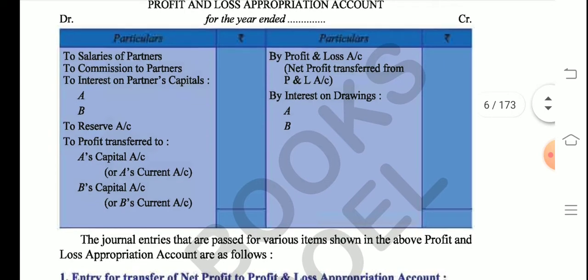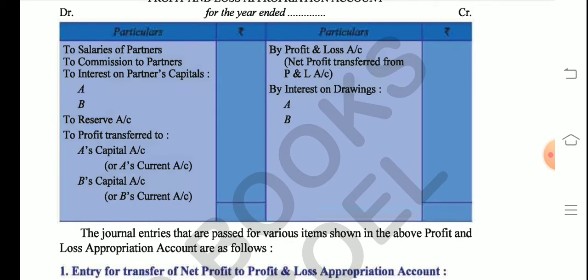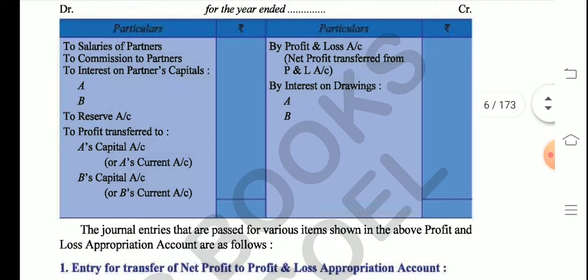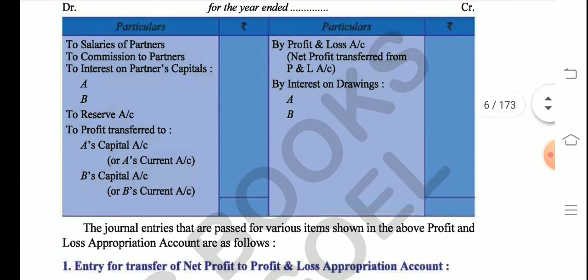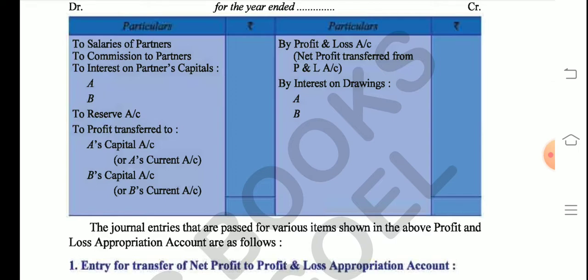Now you remember the rules that I had discussed with you, the rules of a partnership deed. Students, basically the partners are given salaries or commissions, and they are given interest on their capitals. And if a partner has made some drawings, the partner has to pay interest on the drawings to the firm. So what is to be understood here is that whatever the firm is paying to the partners will be written on the debit side, and whatever amount the firm is getting from the partners will be written on the credit side.